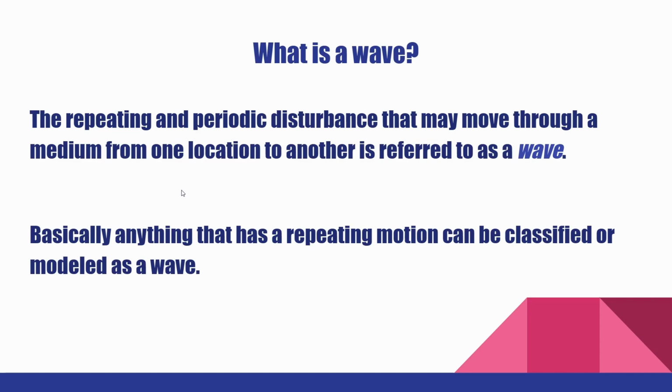But in short, at least for modeling mathematically, anything that has a repeating motion can be classified or modeled as a wave. So think of a clock. The minute hand repeats its motion every 60 seconds, and the hour hand repeats its motion every 12 hours. The Earth itself rotates and basically repeats its motion every 24 hours. That kind of thing can be modeled mathematically as a wave.